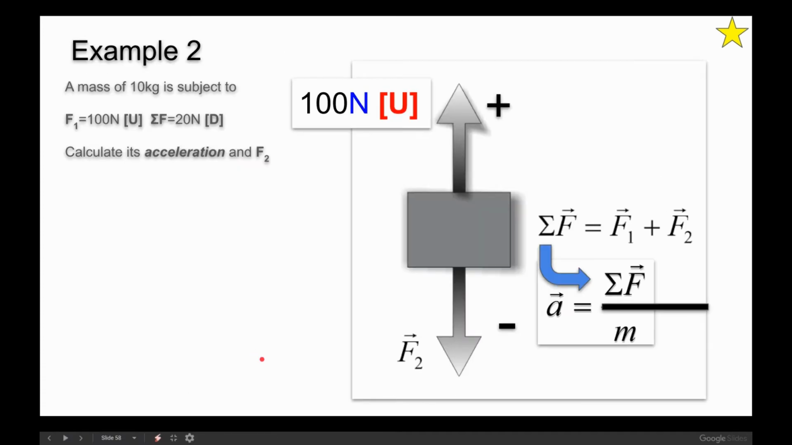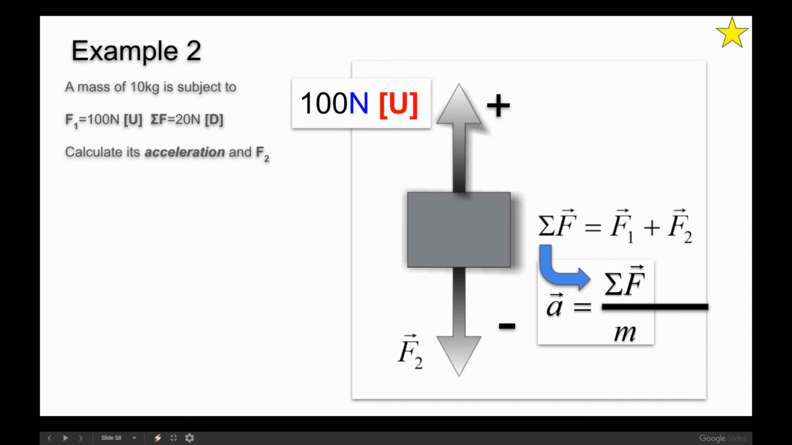Here's a second example. A mass of 10 kilograms is subject to a 100 Newton force up, and we know it has a 20 Newton force total downwards. So I'm not telling you the two separate forces, I'm telling you the upward force, and I'm telling you the sigma F, the total. And I want you to calculate its acceleration and the missing force.